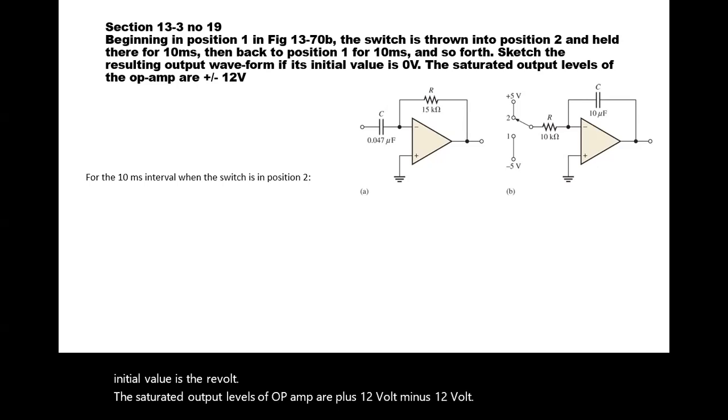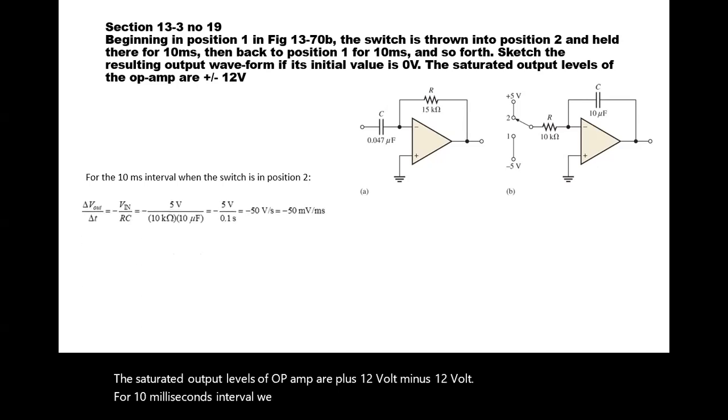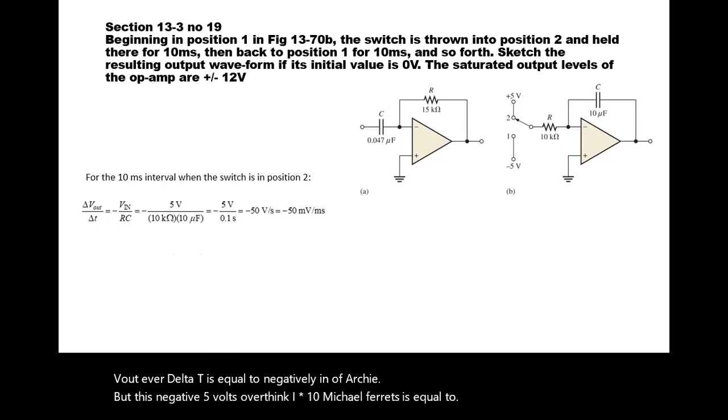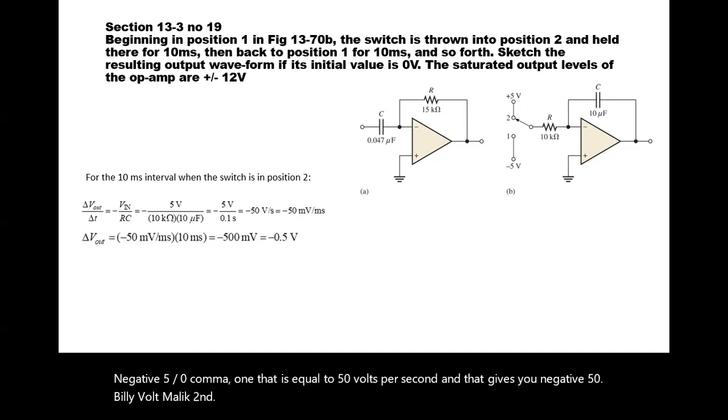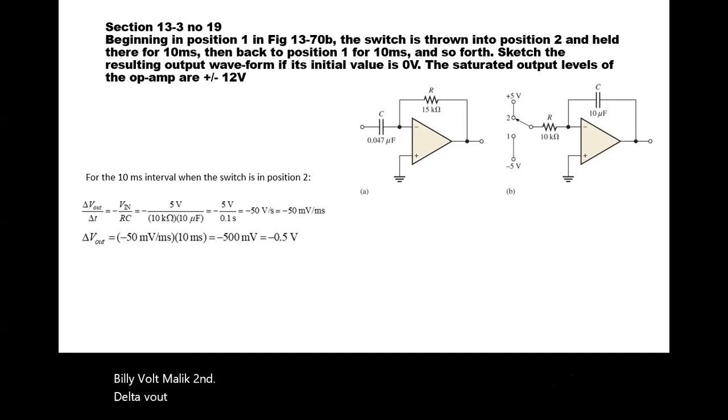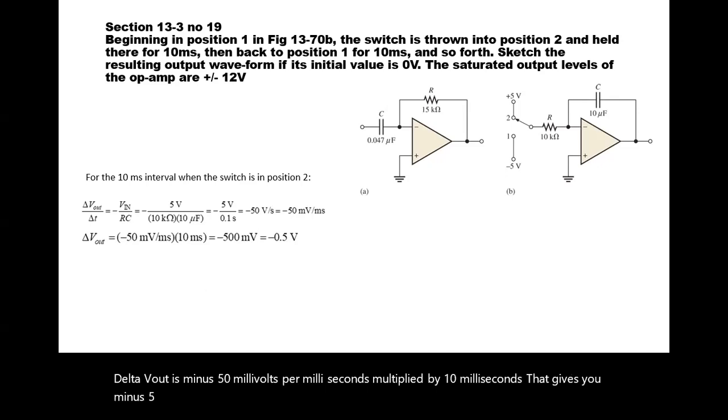For the 10 millisecond interval when the switch is in position 2, basically we will determine delta V out over delta T, which is equal to negative V in over RC. That is negative 5 volts over 10K multiplied by 10 microfarads, which is negative 5 over 0.1. That is equal to negative 50 volts per second, which gives you negative 50 millivolts per millisecond. Delta V out is minus 50 millivolts per millisecond multiplied by 10 milliseconds. That gives you minus 500 millivolts, which is equal to minus 0.5 volts.